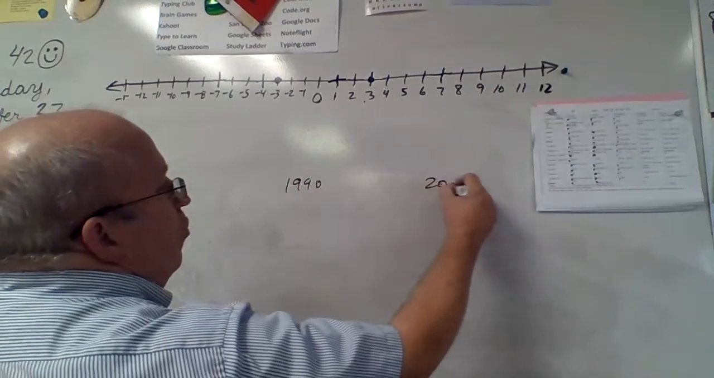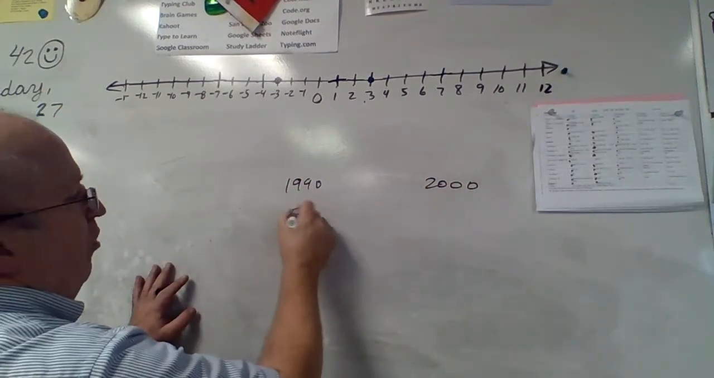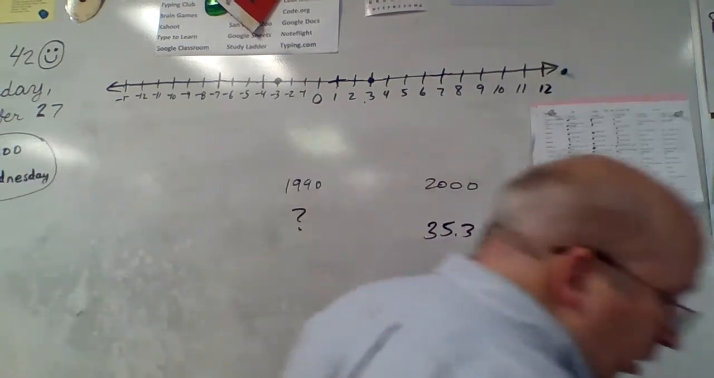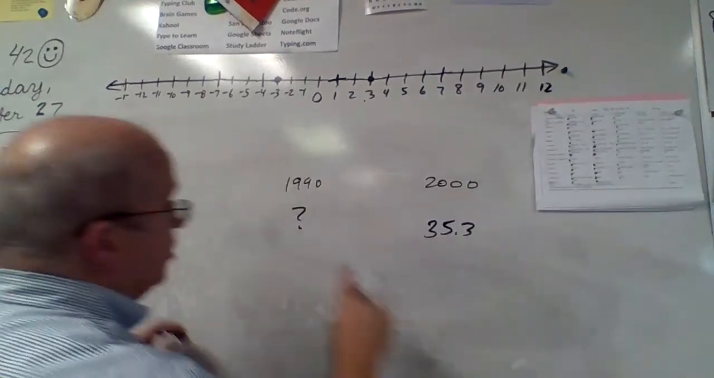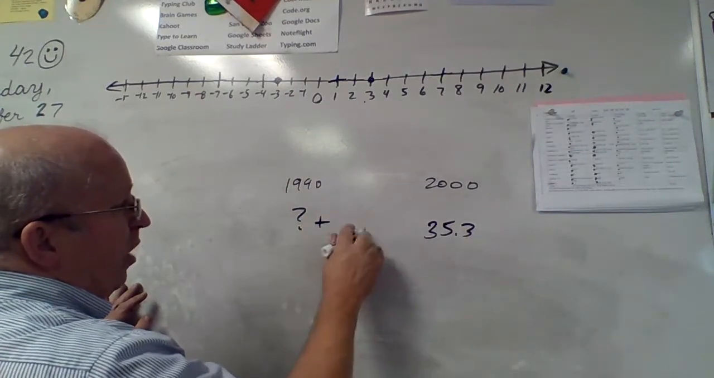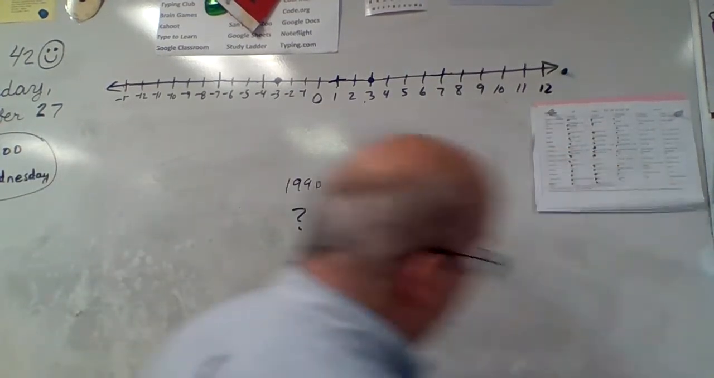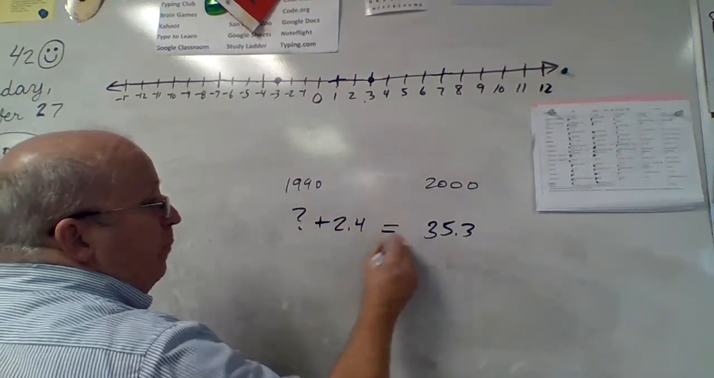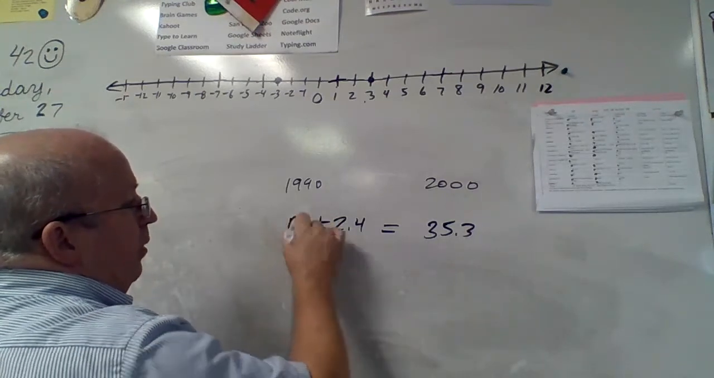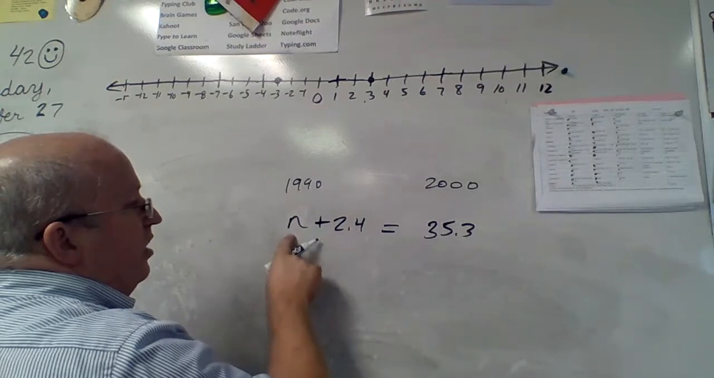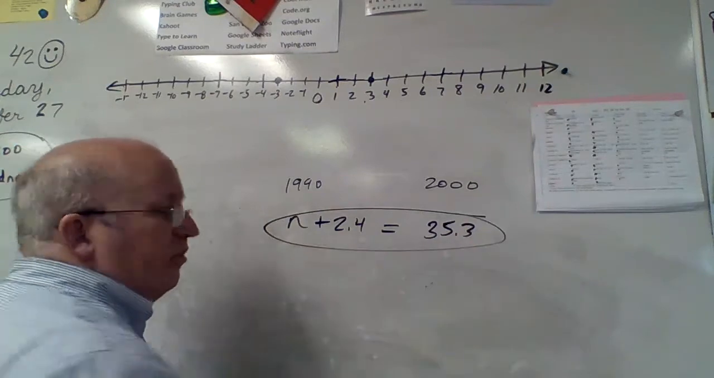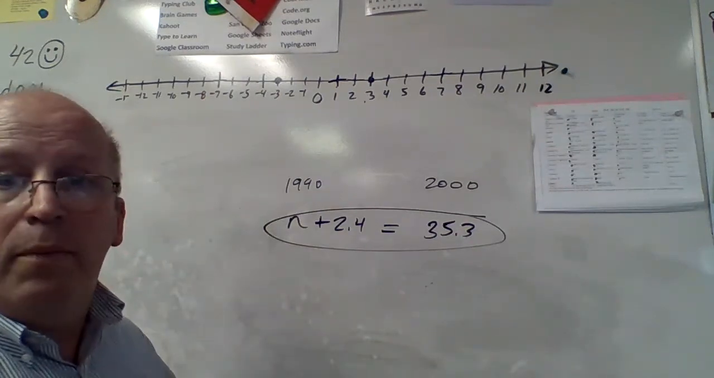So let's try to draw something and think through this. We don't know 1990, but we do know 2000. 2000 is 35.3 according to the problem, right? And we also don't know 1990, but we know that if we add a certain number to it, according to the problem, that certain number is 2.4, we end up with the 35.3. So now, the only thing I've got left to do is put a variable there. The number in 1990 plus 2.4 gets me to the number that's in 2000. This is what they're looking for on that particular problem. Okay?